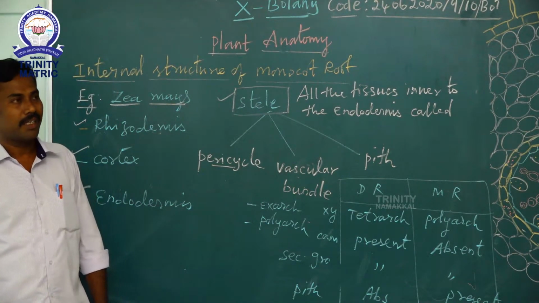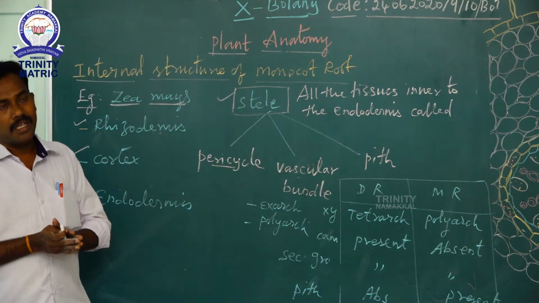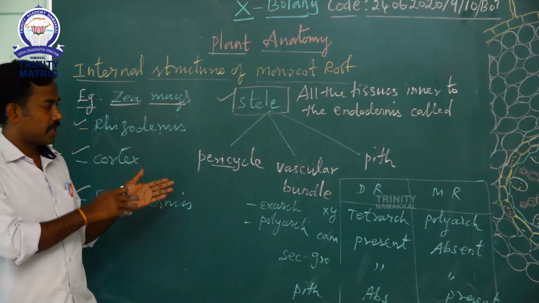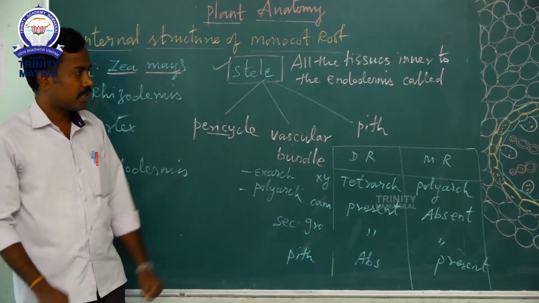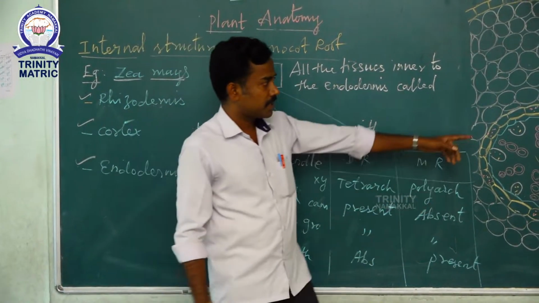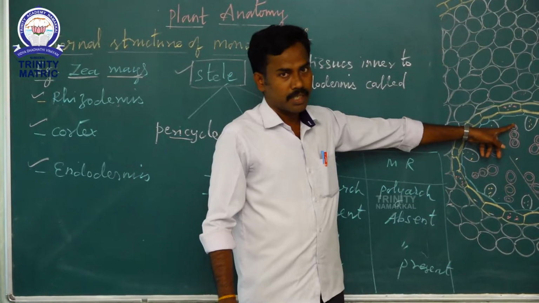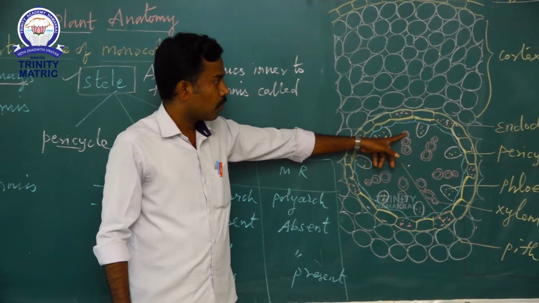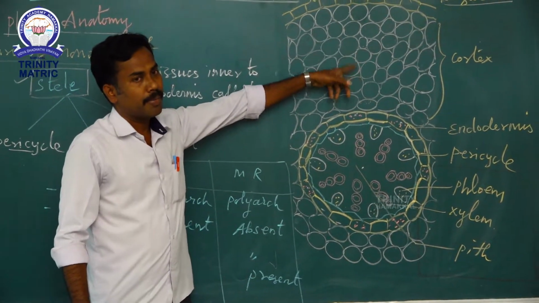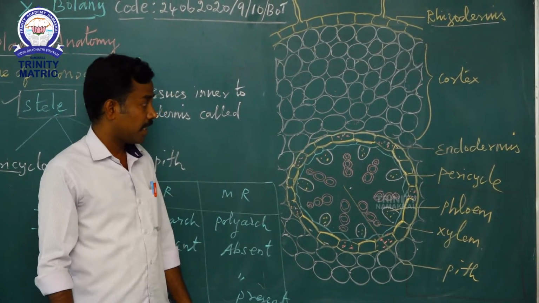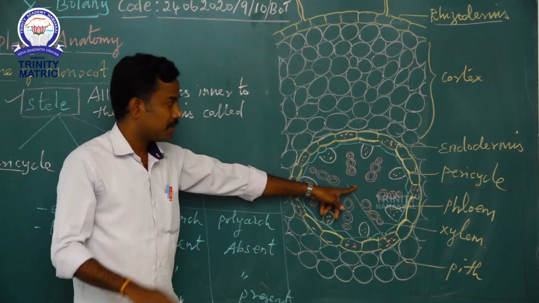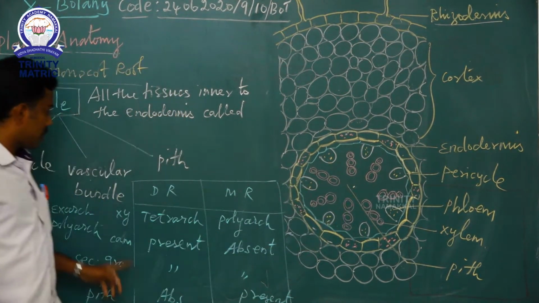Exarch means what? In the stem it is endarch, whereas in the root it is exarch. Exarch means, look at the picture, this is protoxylem and this is metaxylem. The protoxylem cells grow towards the periphery, meaning the outer region, whereas the metaxylem cells grow towards the center or pith of the root. That is exarch.